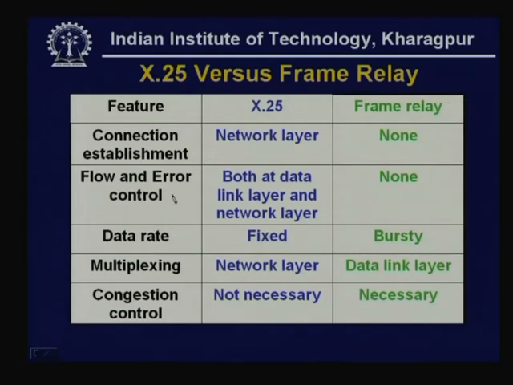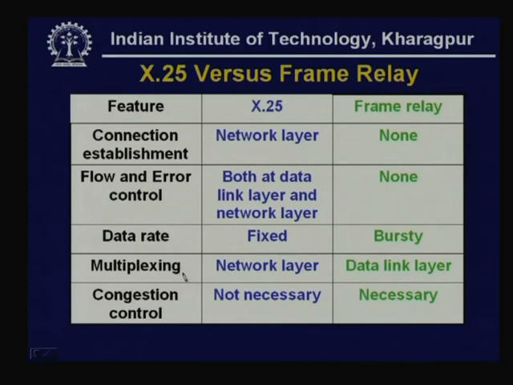Then the flow and error control is performed in X.25 both at the data link as well as the network layer, hop by hop and end to end. On the other hand, frame relay does not perform any flow and error control. And as we know, for X.25 the data rate is fixed. On the other hand, frame relay supports the bursty nature of data.